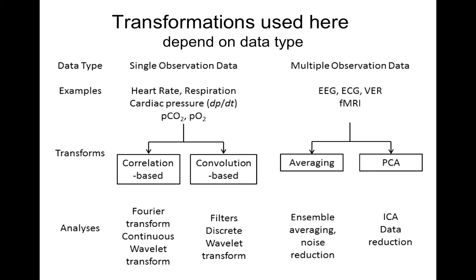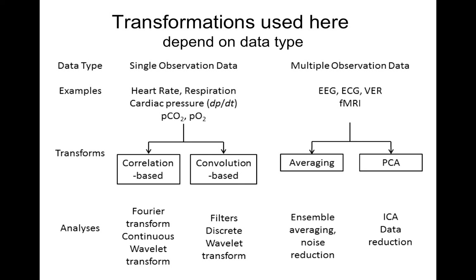So in this particular section, we're going to talk about what kind of transformations we use and then define a couple of them. Specifically, we're going to start with single observation data. But in general, you have two different data set types. You have single observation data. So this would be, for example, where you're monitoring something like heart rate, respiration, your cardiac pressure, etc., where you have one channel of data and you're just making a single observation at a time.